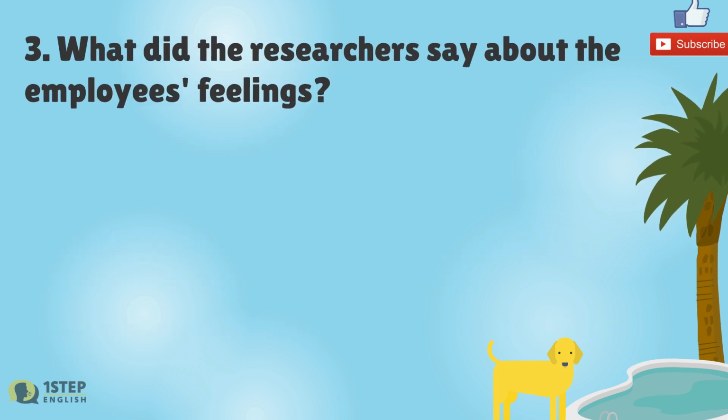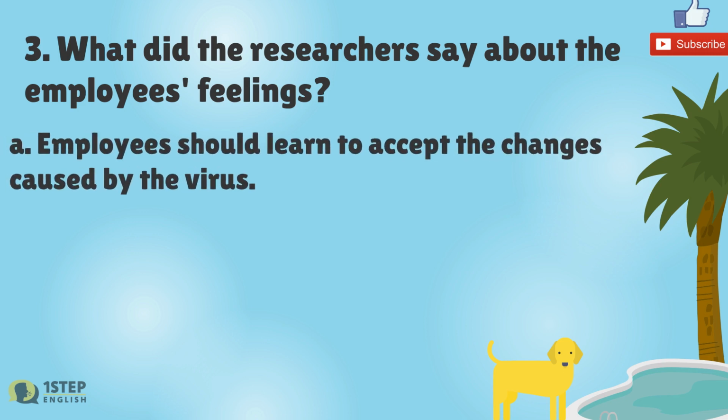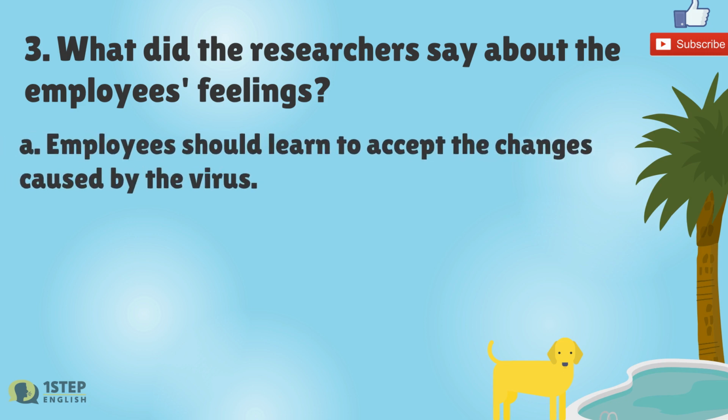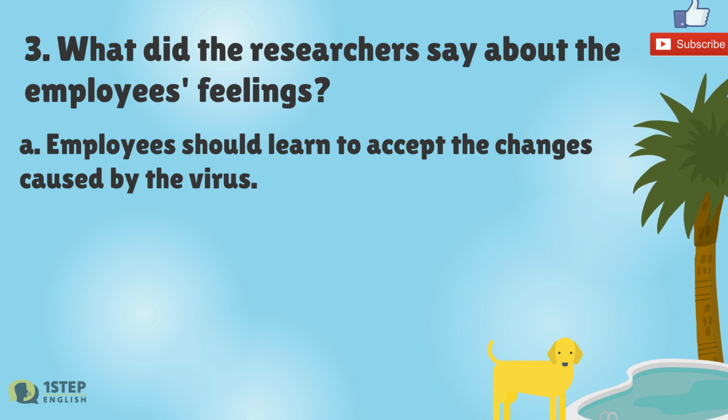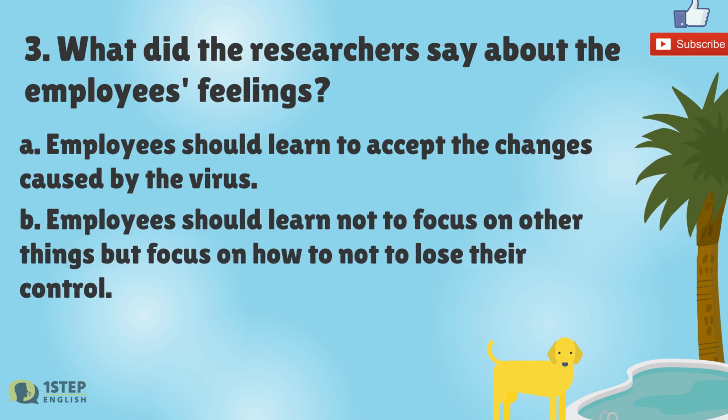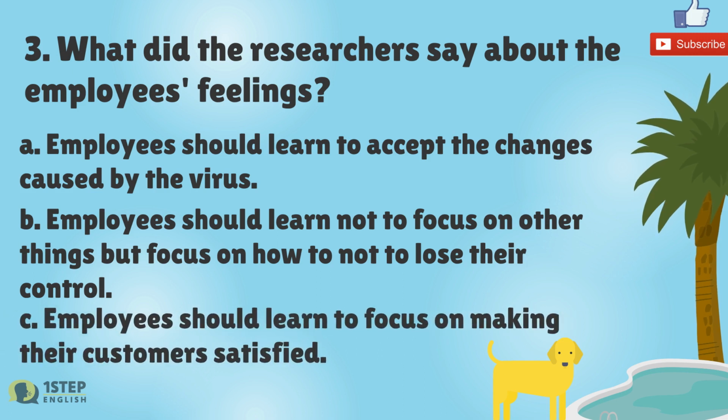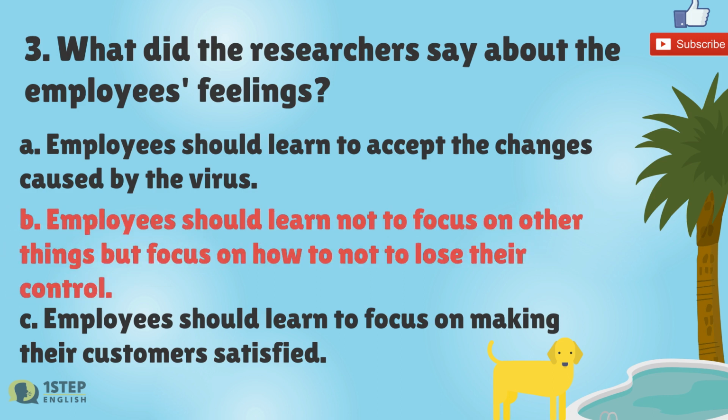Number 3. What did the researchers say about the employees' feelings? Letter A. Employees should learn to accept the changes caused by the virus. Letter B. Employees should learn not to focus on other things but focus on how to not to lose their control. Letter C. Employees should learn to focus on making their customers satisfied. The correct answer is letter B. Employees should learn not to focus on other things but focus on how to not to lose their control.